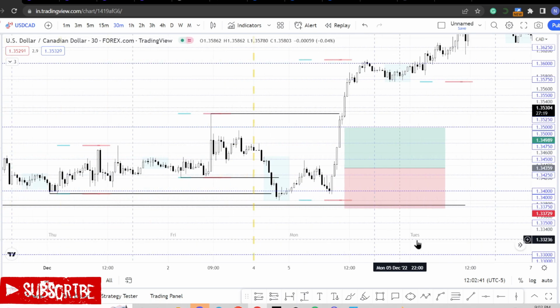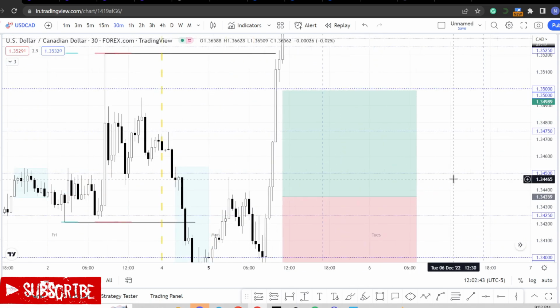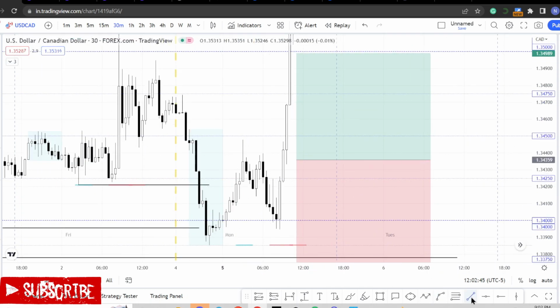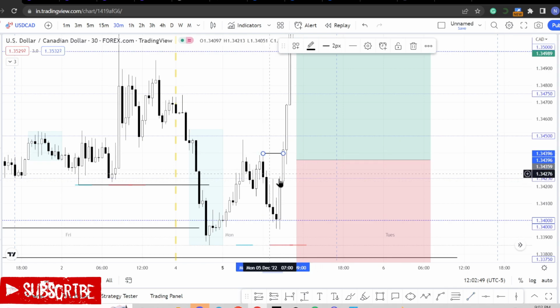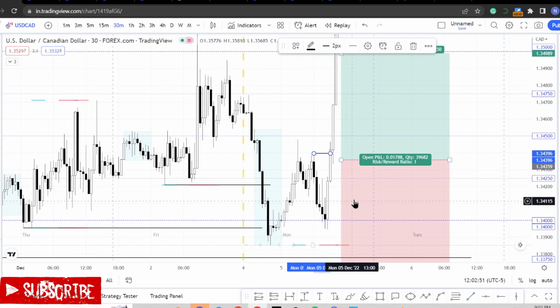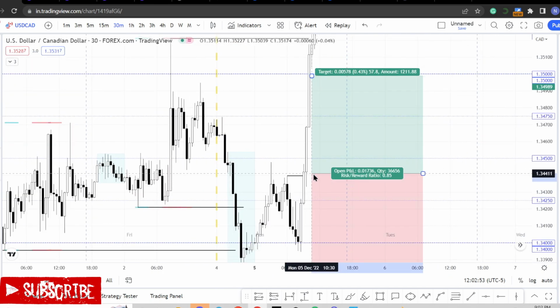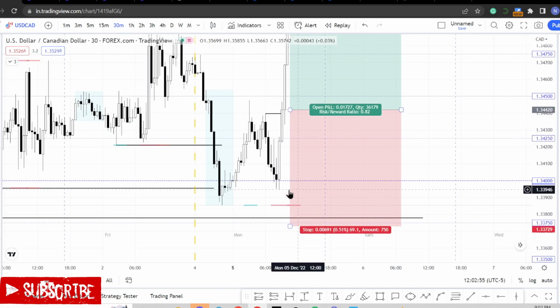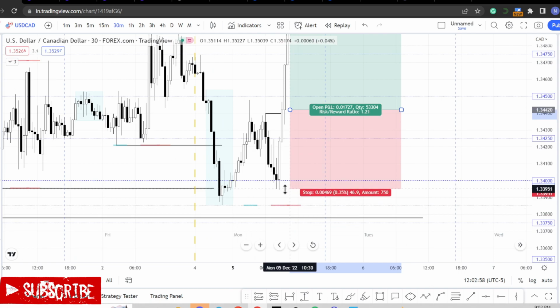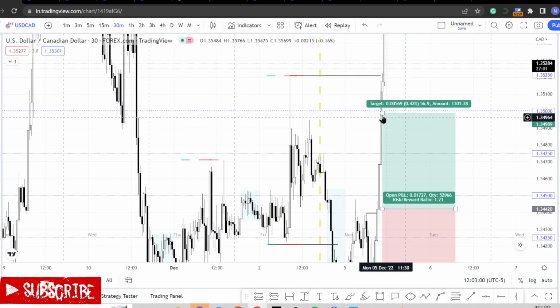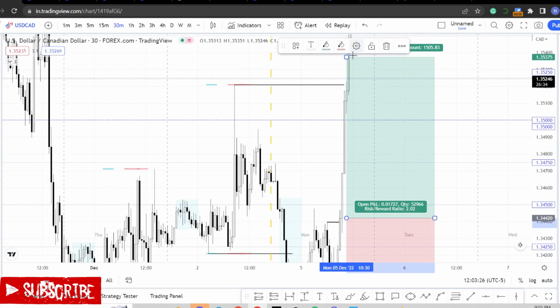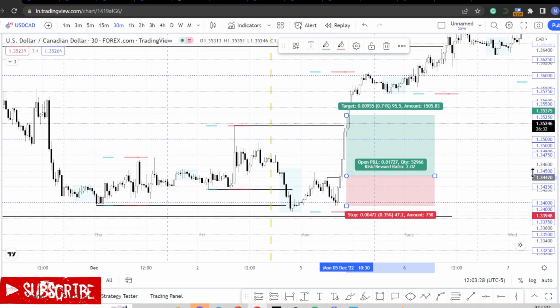Let me zoom in so that you can see it much better. With full body, here we go, like this. It broke it with a full body. So tell me this is a W pattern. You can enter here like this, put your stop here, then target your 1 to 2, and that's it.